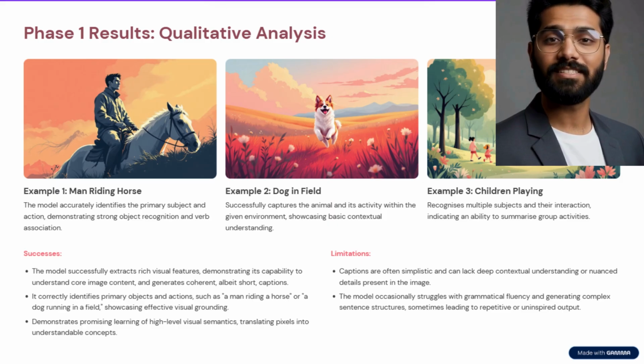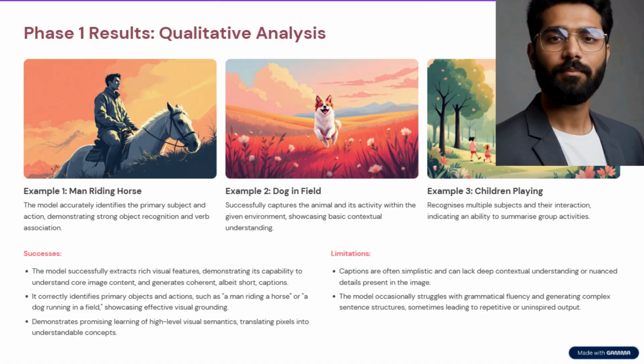Our first example is this image of a man on a horse. The model's generated caption was simply "a man riding a horse." This is a great success. It accurately identified both the primary subject, the man, and the core action, riding. This demonstrates strong object recognition and the ability to associate the correct verb with the visual scene.